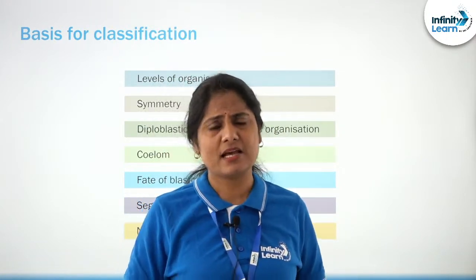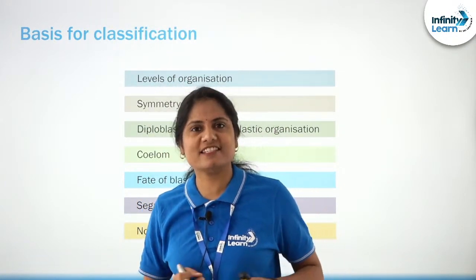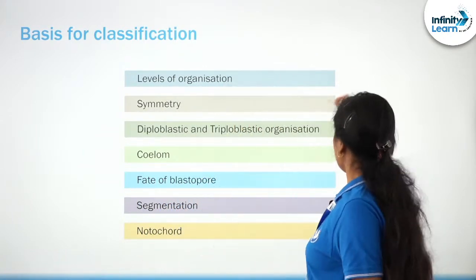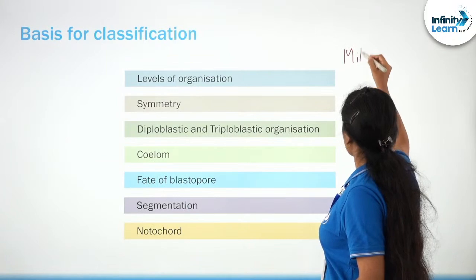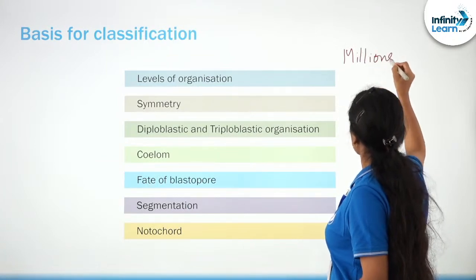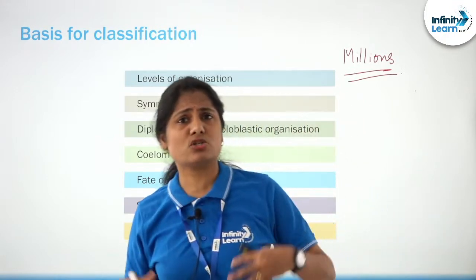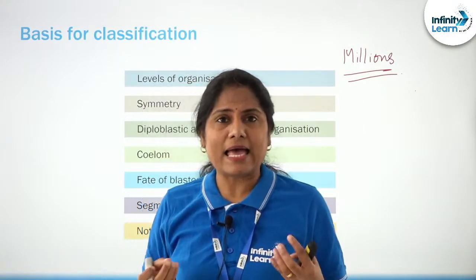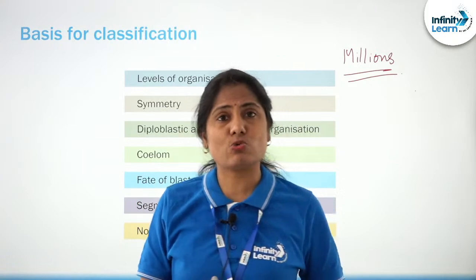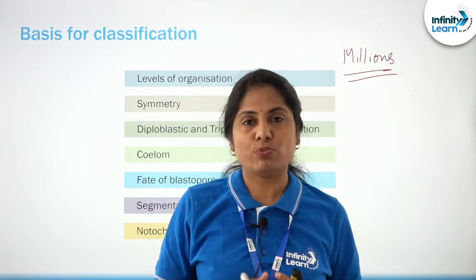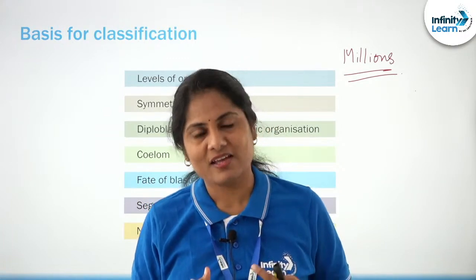On what basis are we classifying the organisms? What does the NCERT text say? Why do we have to classify the organisms at all? There are millions of organisms. Millions and millions of organisms, yet to be discovered and already discovered, and it is very, very important to assign a systematic position, because of which we need to classify the organisms.